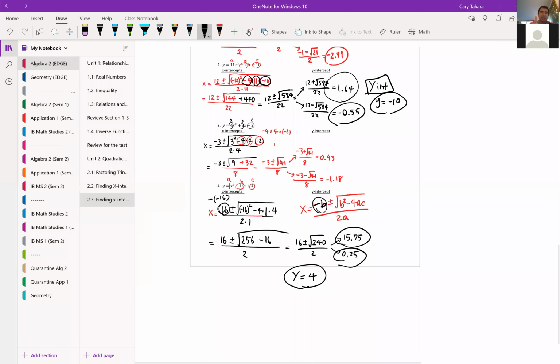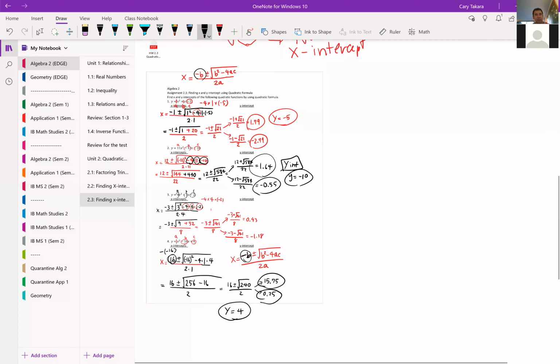Please take a picture of your work and make sure that you turn it in before you do something else, okay?